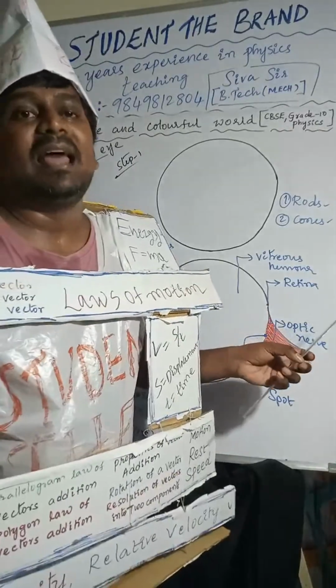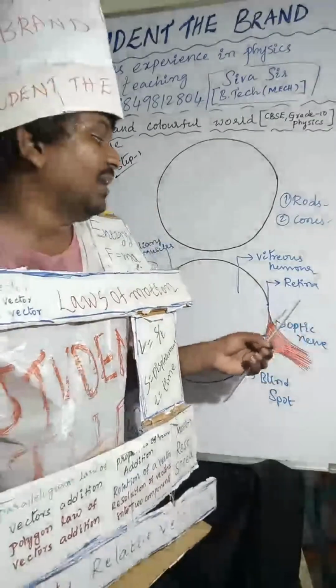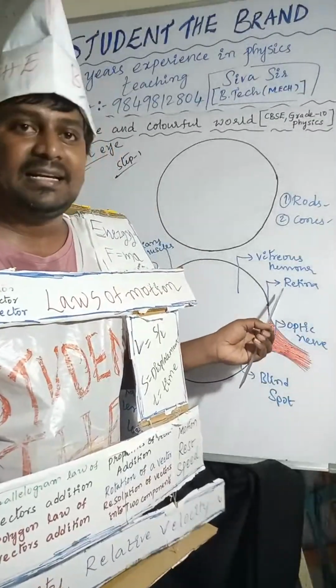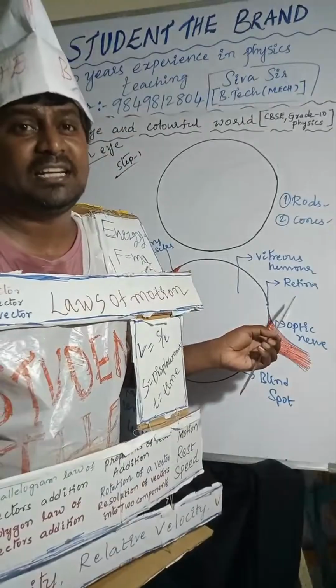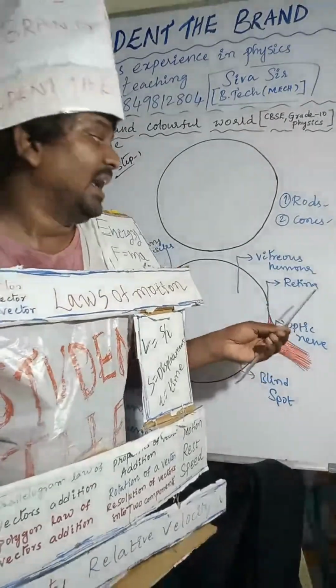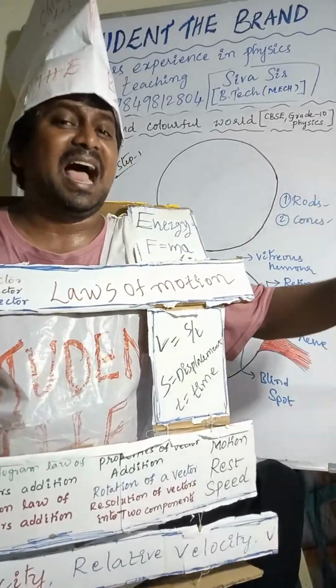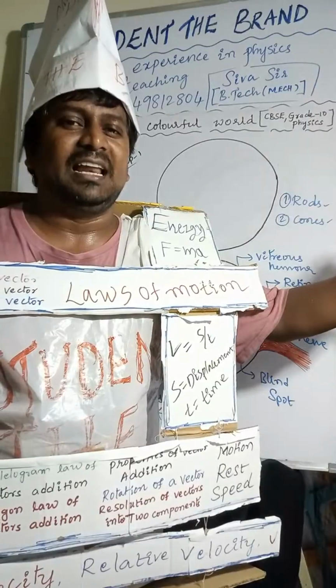Retina is a light sensitive screen where the light rays will meet. Their image will form at the retina. What is the nature of the image? Real, inverted and enlarged.